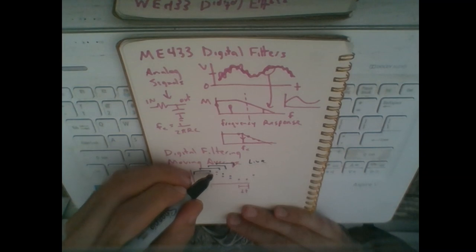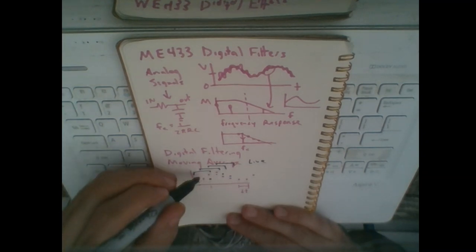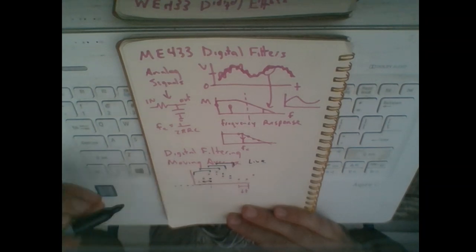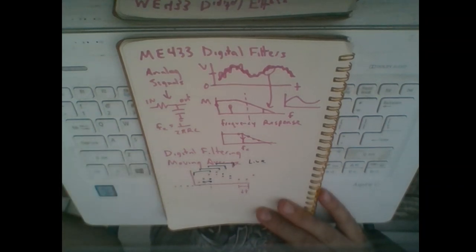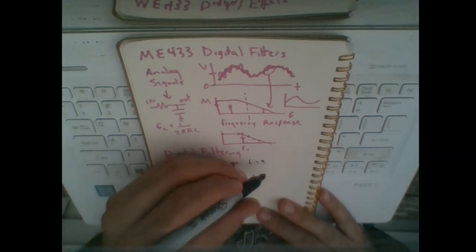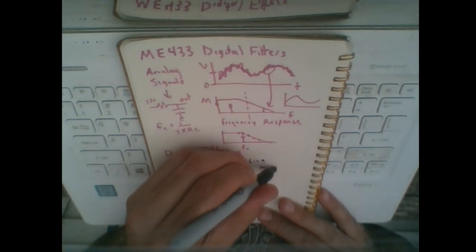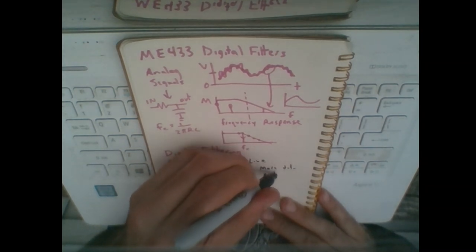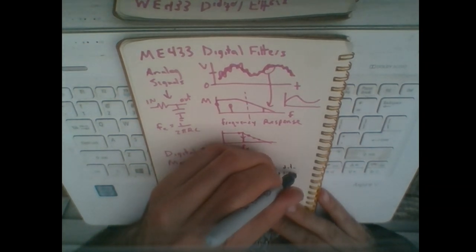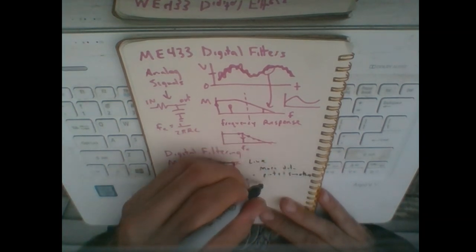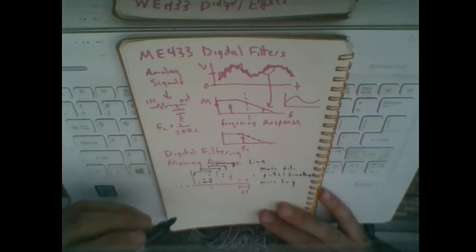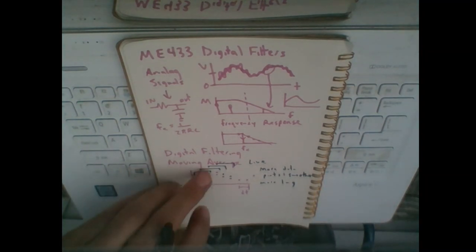And the more data points, the smoother we're going to get, but also the more lag. And you can already see that here. The more data points we try to average over, the more lag there will be. So let's try to write that down. More data points equals smoother and more lag, from when did something change to when could you detect that it had changed.